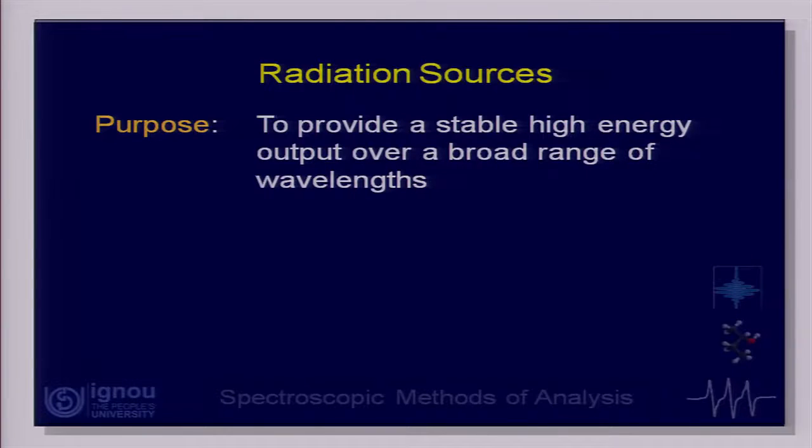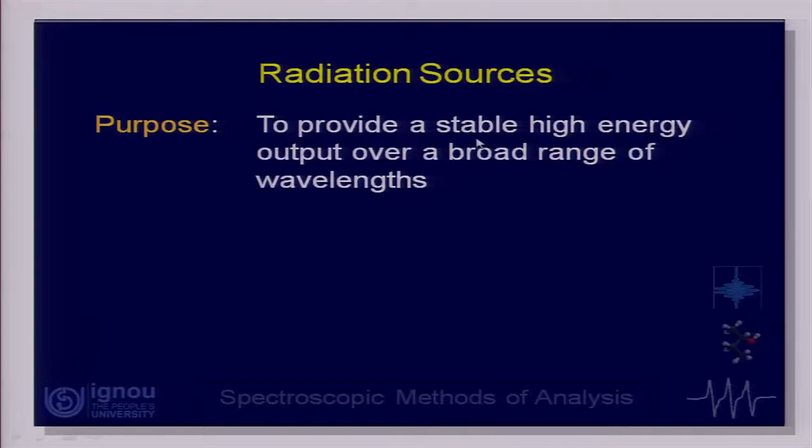Let us begin with the radiation sources. What is the purpose of a radiation source? As I just mentioned, the purpose is to provide a stable high energy output over a broad range of wavelengths. What does it mean? I need a source that provides radiation over a range of wavelengths, and it must give me a stable high energy output. There are 2 qualifiers for that. Stable means I do not want any fluctuation, because I am going to use this instrument for quantitative determination.